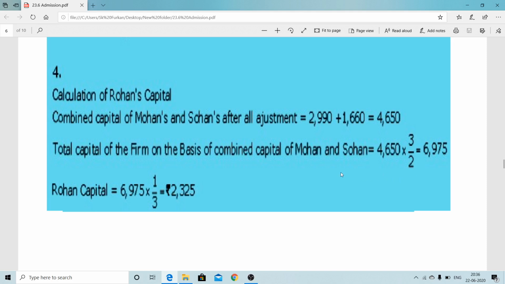Now the new partner will get 1/3, therefore 1/3 represents 2,325. That way, using the unitary method, the same way as in example 1, we can calculate the new partner's capital, that is Rohan's capital. So Rohan's capital is coming to 2,325.